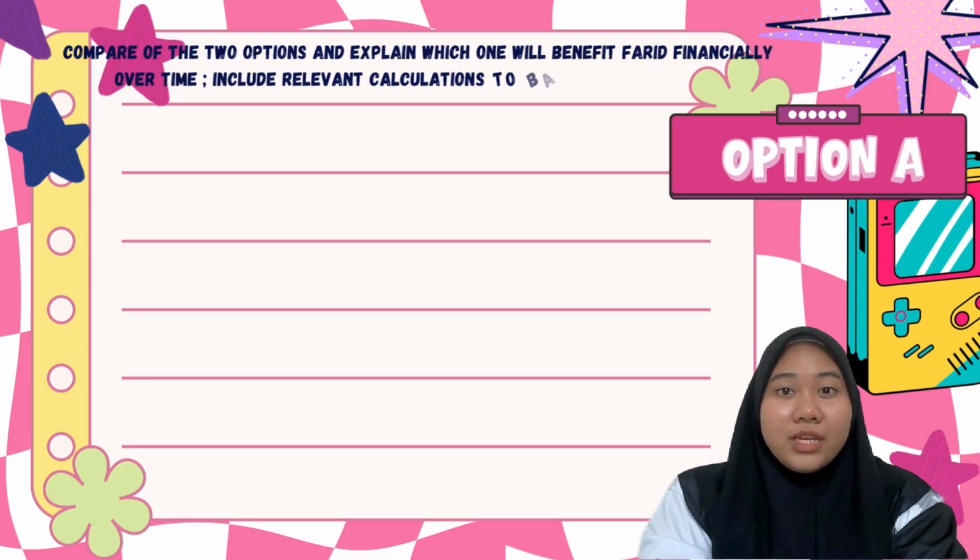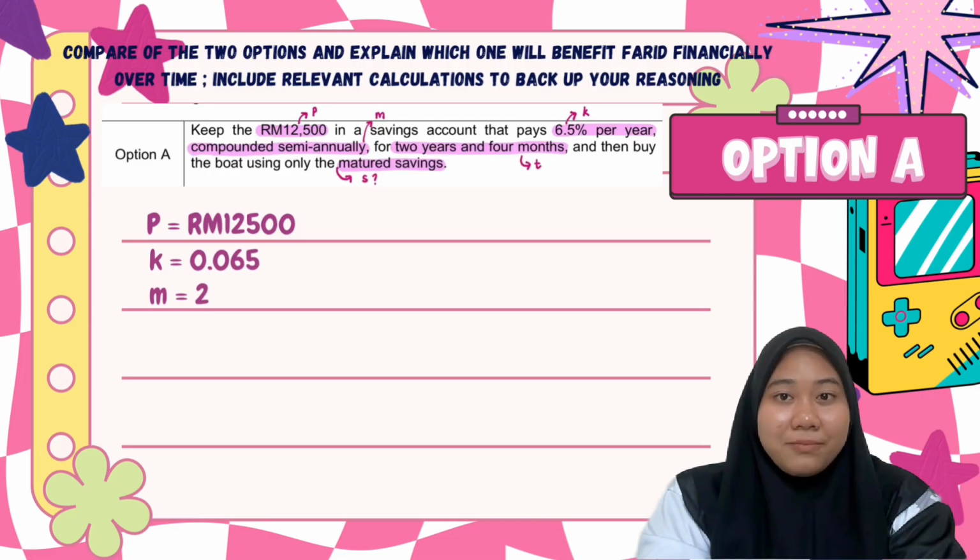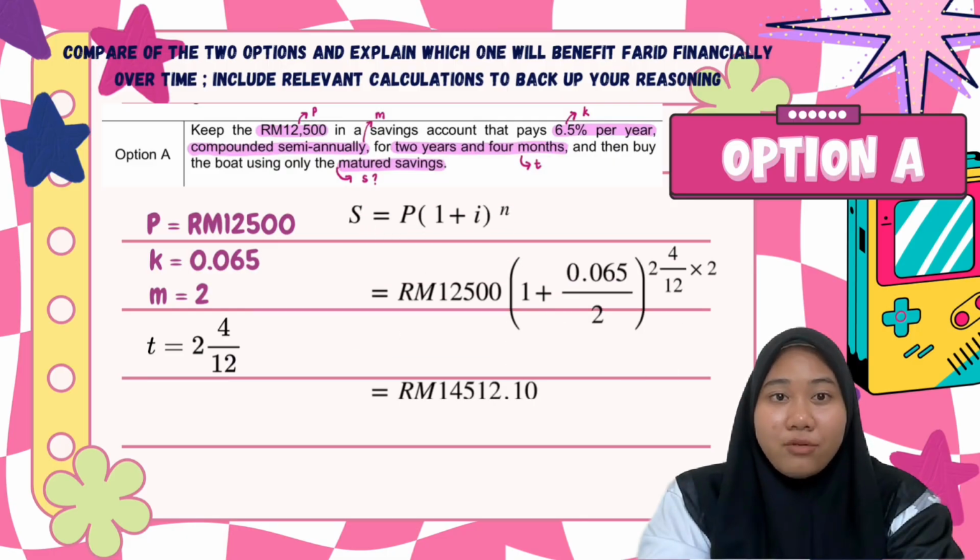For option A, we need to list out all the keywords that have been highlighted as shown. The first one is P equal to 12,500 ringgit, I which is 6.5% converted into decimal, N equal to 2 which is compounded semi-annually, and lastly T equal to 2 years and 4 months. Farid wants to buy the boat using the matured value, which is S, using the formula S equal to P times 1 plus I to the power of N.